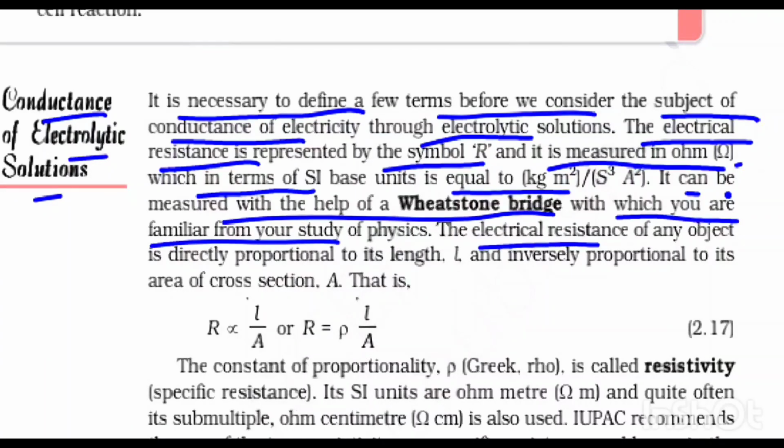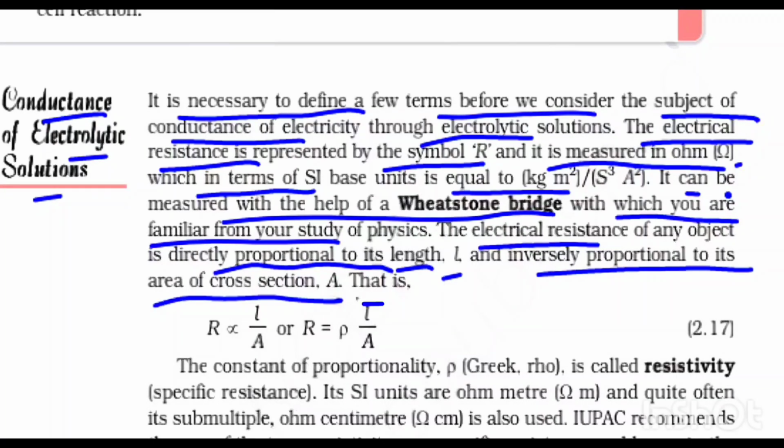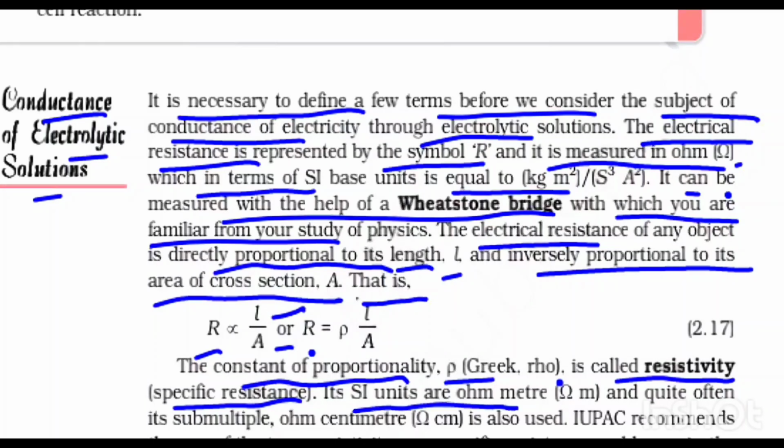The electrical resistance of any object is directly proportional to its length and inversely proportional to its area of cross section A. That is, R is directly proportional to L and inversely proportional to A. R is equal to rho L by A. The constant of proportionality, rho, Greek rho, is called resistivity or specific resistance. Its SI unit is ohm meter, and quite often its submultiple, ohm centimeter, is also used.